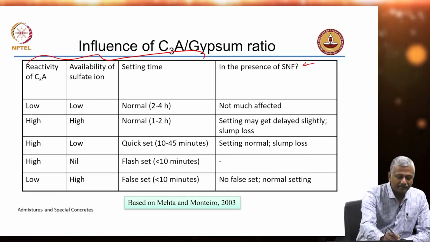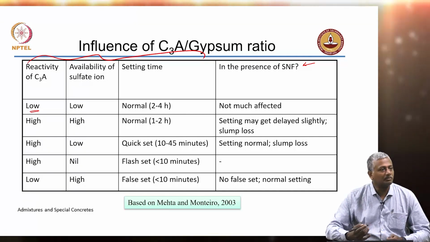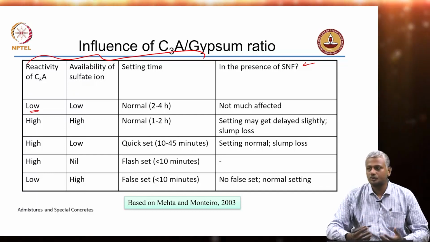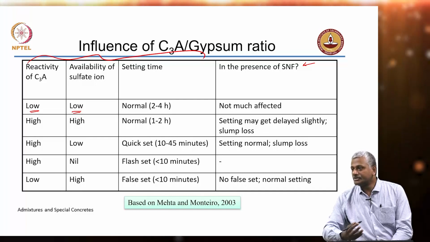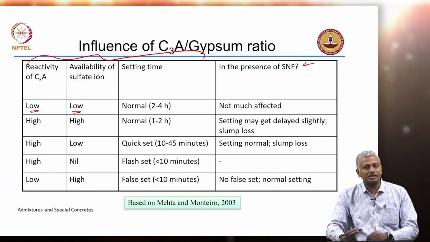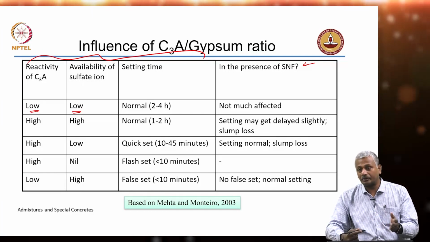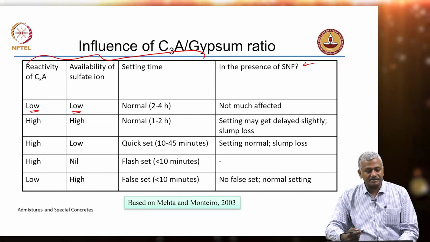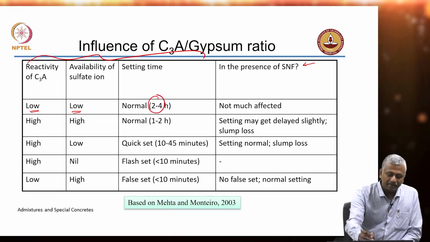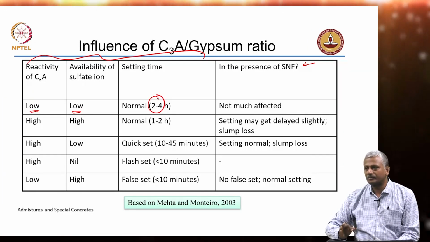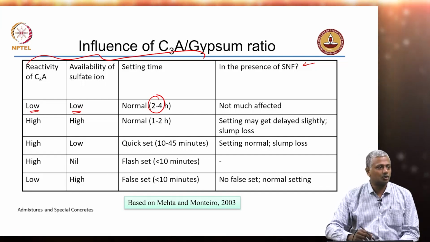So, here the reactivity of C3A is low, that means it is in the cubic form, it becomes available slowly. You have sulfate possibly in the gypsum form, where solubility is a little bit low as compared to anhydrite or hemihydrate. So, in this case you get what is known as a normal set, but the setting time is between 2 to 4 hours. So, slightly more, but still it sets in a normal set.